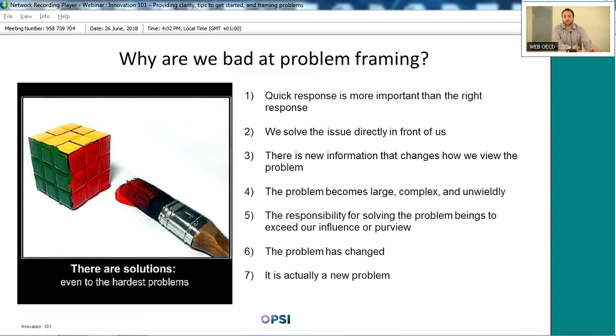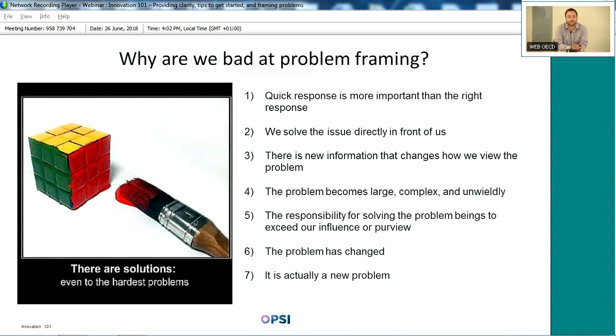Additionally, there's generally new information that's constantly out there that changes how we could potentially view the problem. And as we look at that new information, and as we start really analyzing the problem, lots of times problems become really large, complex, and unwieldy for one person. It can be really intimidating when you think you're solving a problem that you understand, and as you learn more about the problem, you understand how big the problem is, and that you may not be able to solve it yourself, and it can get rather intimidating.